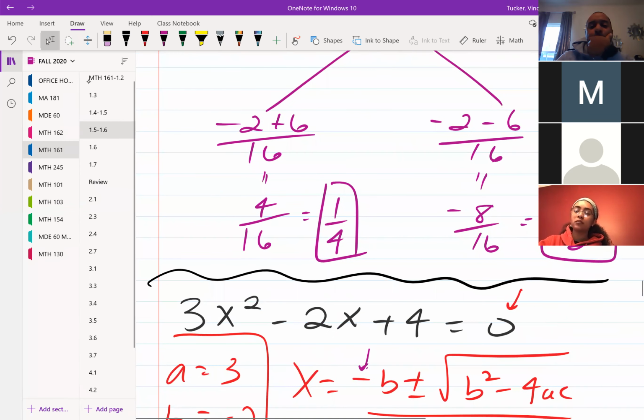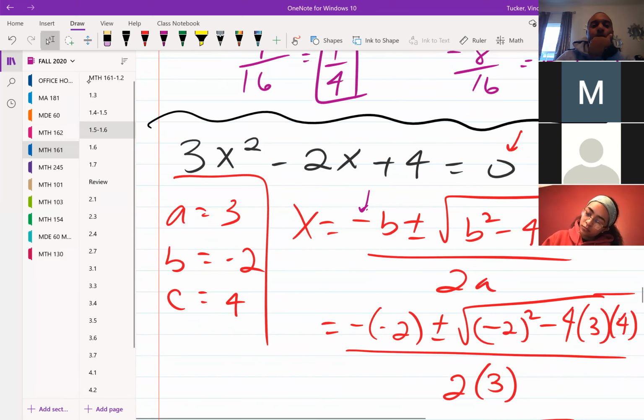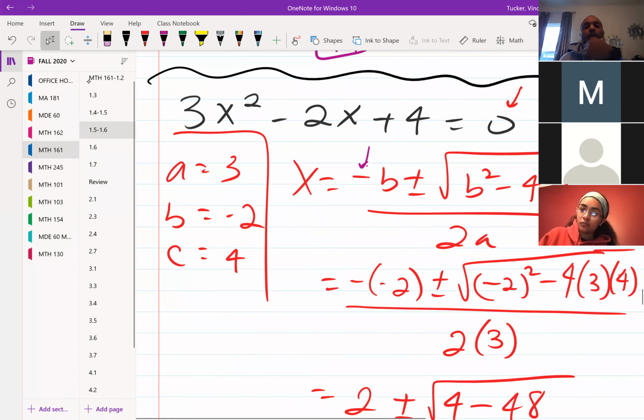All right. So let's look at 3x squared minus 2x plus 4 equal to 0. All right, so one side is already equal to 0, which means we're good to go on that end. a is equal to 3, b is equal to negative 2, c is equal to 4.